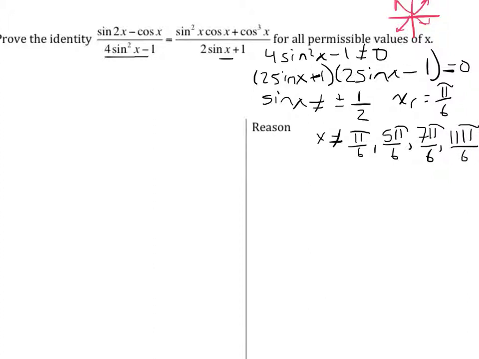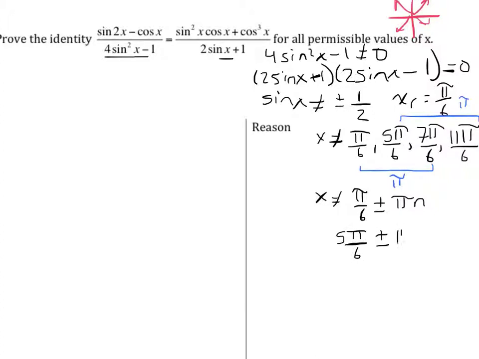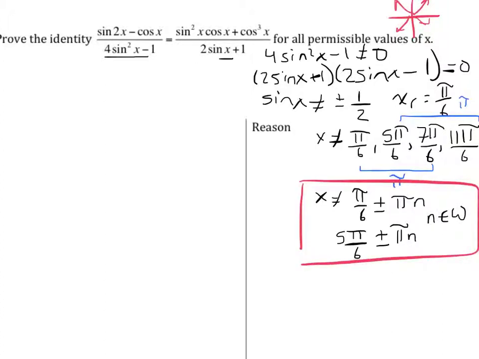Now, how am I going to write this as a general solution? Well, I could write 4, but if I take a look at these two, they're pi apart. If I take a look at these two, they're pi apart. So my final NPV is going to be x cannot be equal to pi over 6 plus or minus pi n, and 5 pi over 6 plus or minus pi n, where n is an element of whole numbers. And there's my final NPV for this expression.